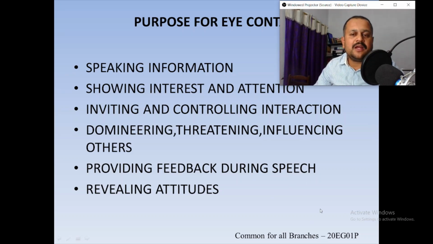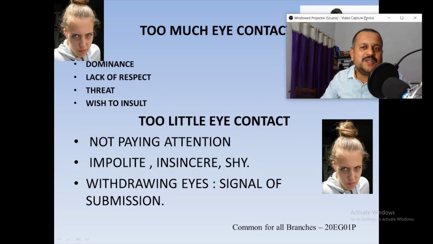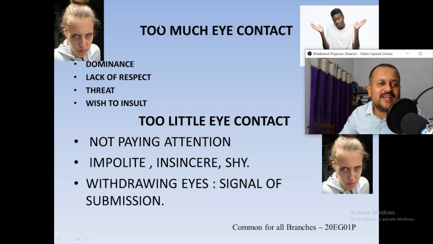But too much of eye contact is also not good in communication. In this picture you can understand by looking at this lady, and this kind of too much of an eye contact is not good in communication because it may mean dominance or lack of respect. It may mean a threat. It may also mean somebody else's wish to insult you. Too much of eye contact is not good.